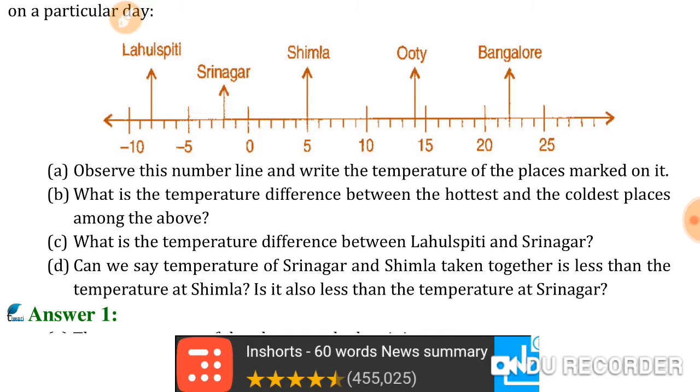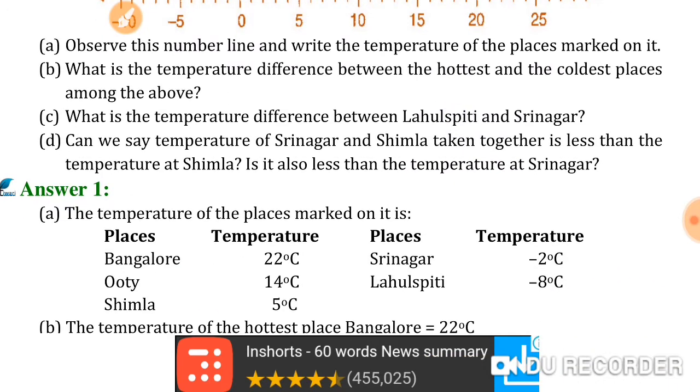Which are the places given on the number line? Lahul Spiti, Srinagar, Shimla, Ooty, Bangalore. Which is the temperature of the places marked on it? We have to mention it. So answer A is like this. The temperature of the places marked on it. Places and temperature. So Bangalore.